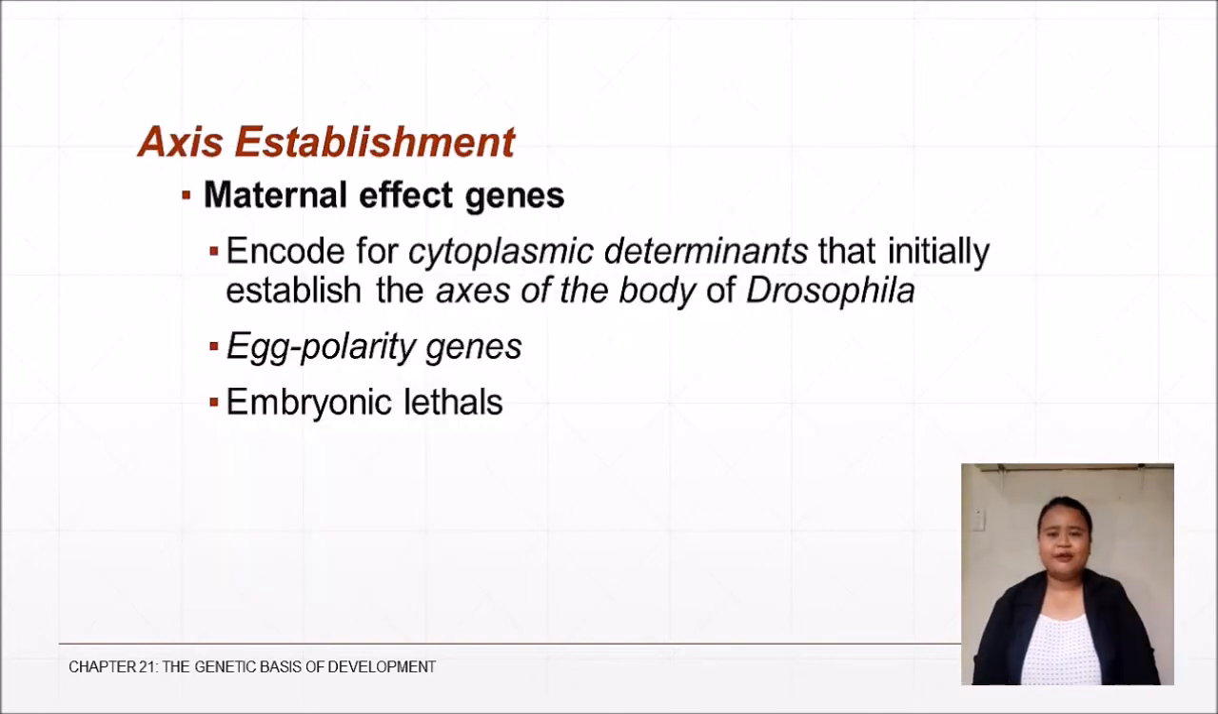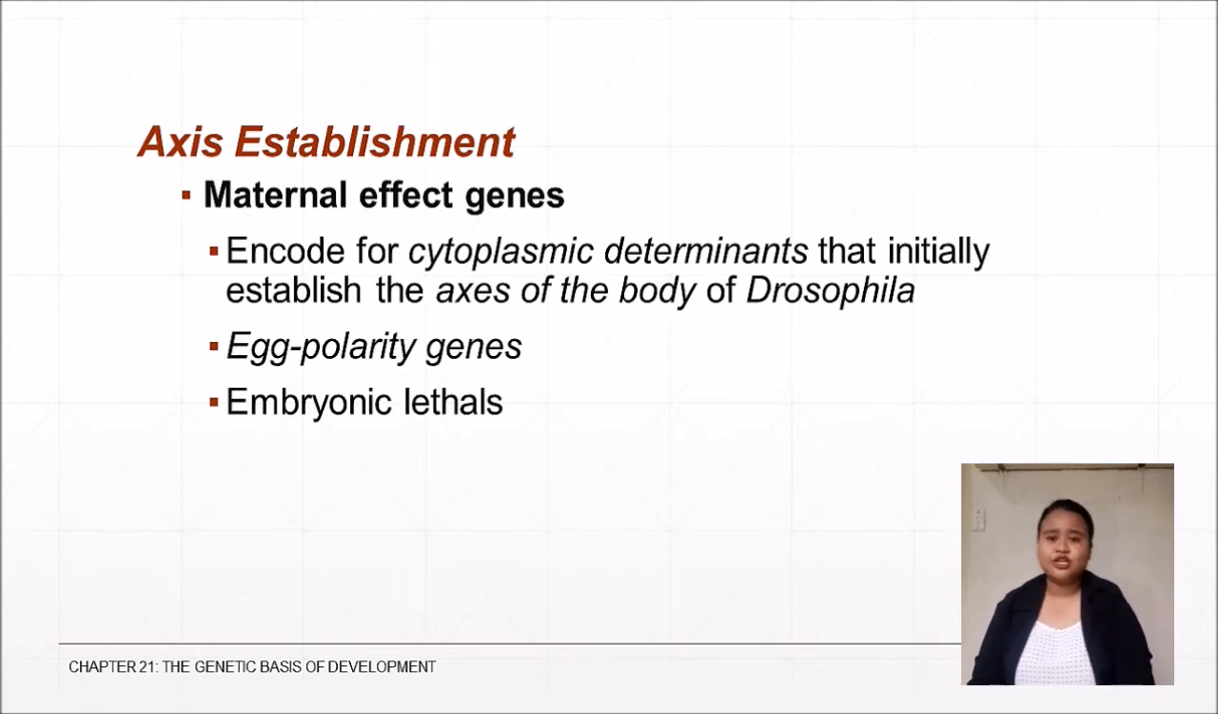At this juncture, I am now going to discuss axis formation, segmentation patterns, and the identity of the Drosophila body parts, and explain how these processes occur as the fly's embryo develops. Now, let us first tackle axis formation. So the initial establishment of the axis of the Drosophila's body is made possible by the cytoplasmic determinants.